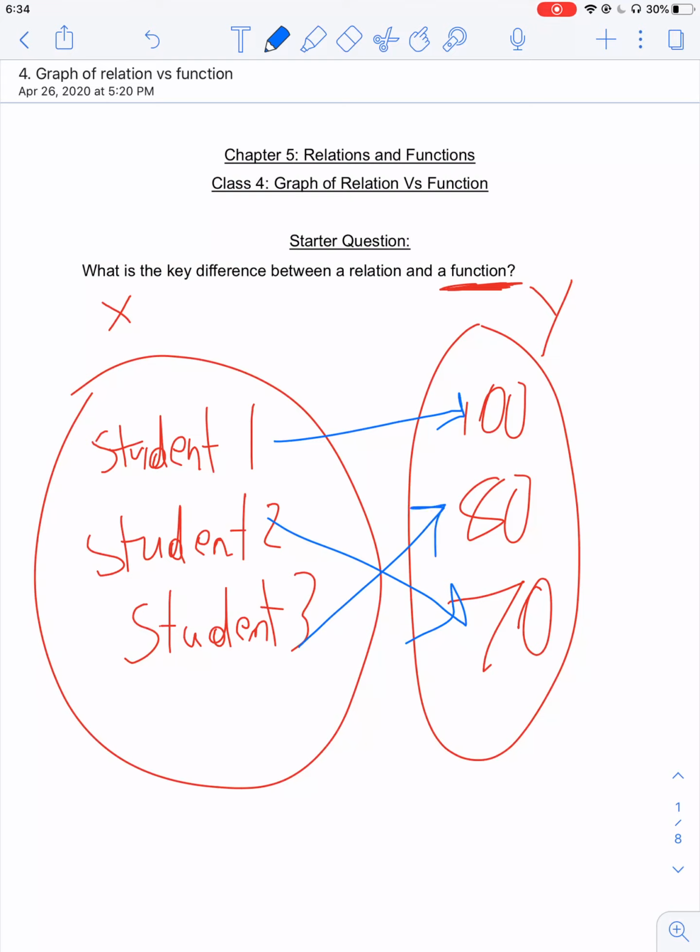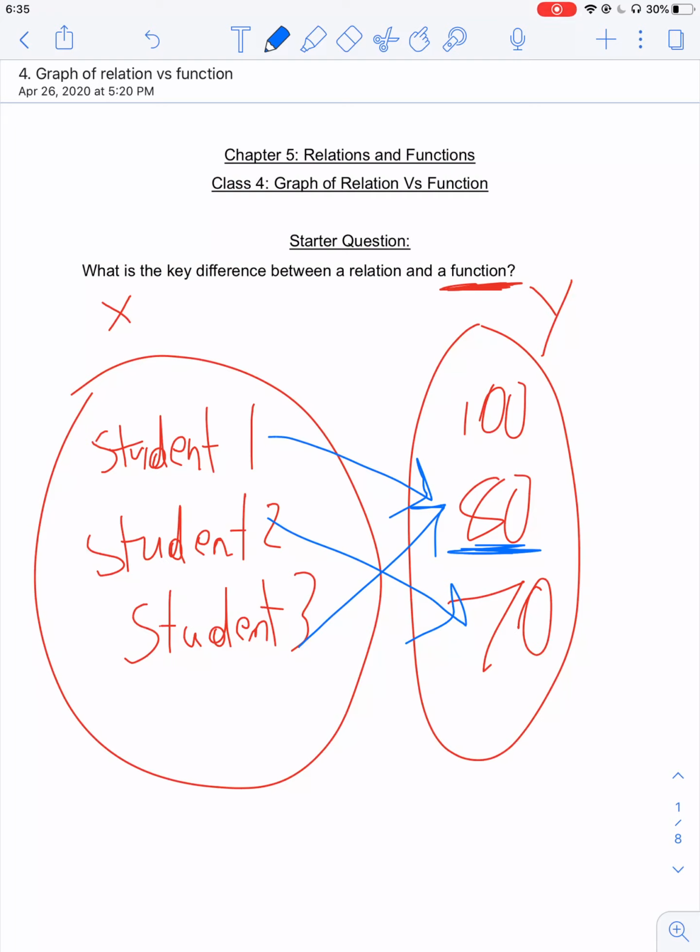Now sometimes this might also be possible. Let's say if I erase this, and say student one also got 80, so no one got 100. So student one and student three got 80. It's possible to have a y value that's associated to two different x values. That's fine, there's nothing wrong with it. It's possible for two different students in a class to have the same grade, but one student cannot have two different grades at the same time.